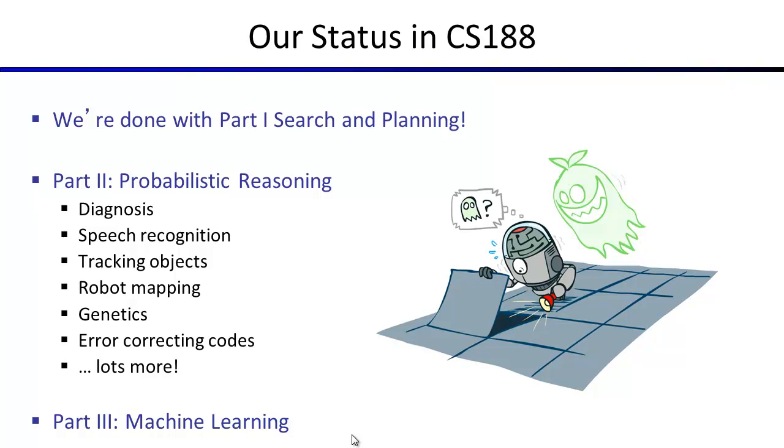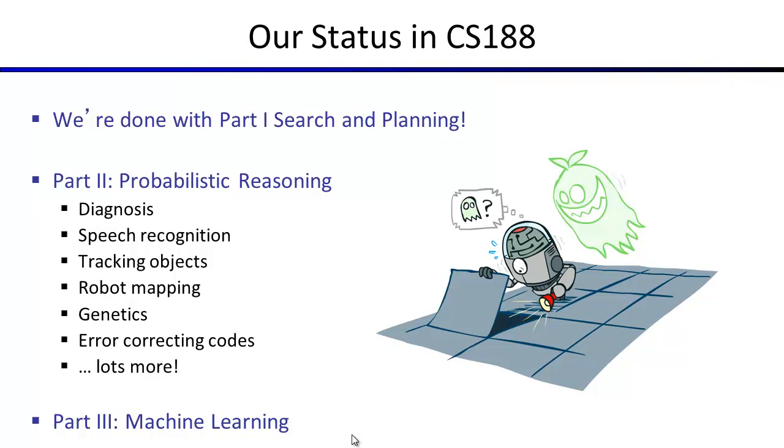So far, what we have looked at is search and planning: how to make decisions. And while we have looked at search and planning, we have often seen probabilities already. We've seen them in the context of expectimax searches. We've seen them in the context of MDPs and reinforcement learning.